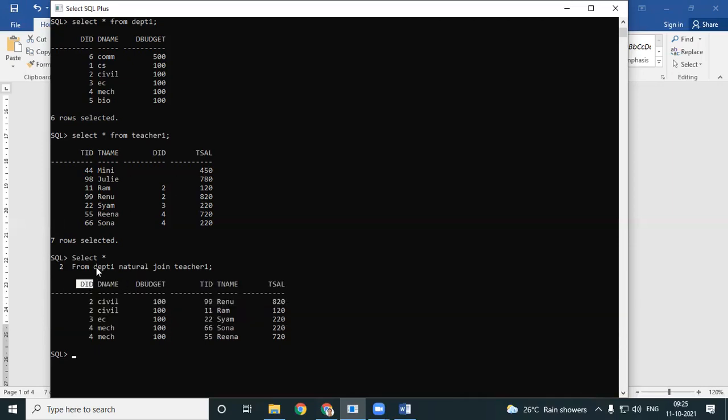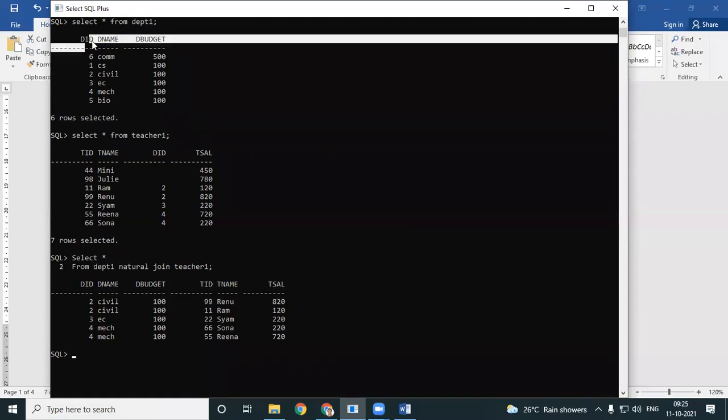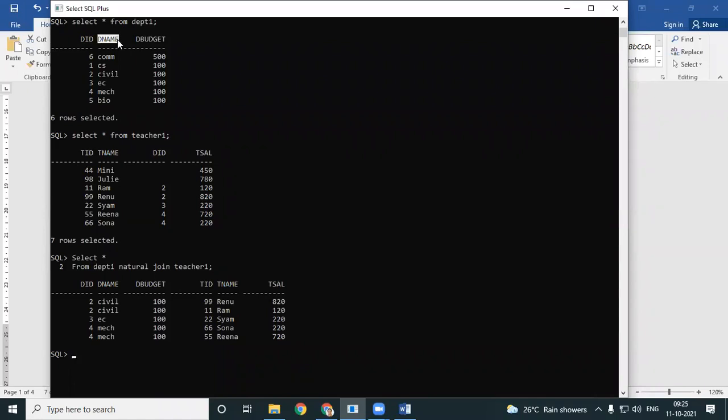Now, on the left side, what do I have? I do have my department table. So all the fields of department are taken. D name, DID is common, so I already have it in the beginning. Then I have my D name, and then I do have my D budget. So that table is over.